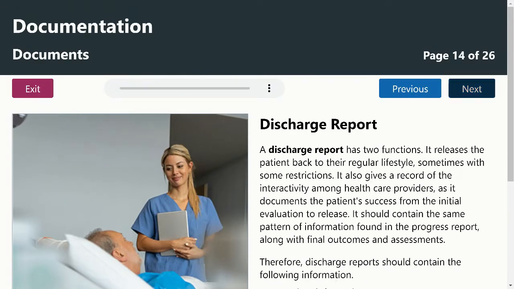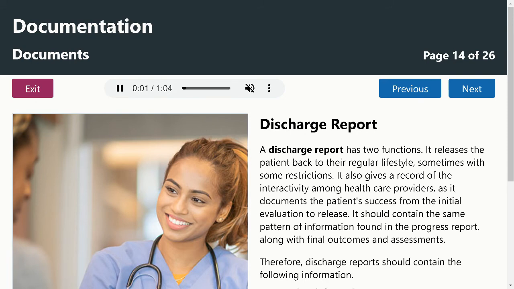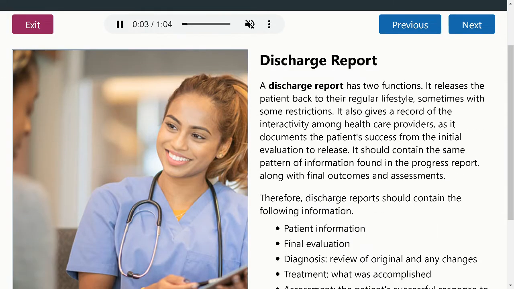Discharge report. A discharge report has two functions. It releases the patient back to their regular lifestyle, sometimes with some restrictions. It also gives a record of the interactivity among healthcare providers as it documents the patient's success from the initial evaluation to release. So I need to know that the discharge report releases the patient back to their regular lifestyle.